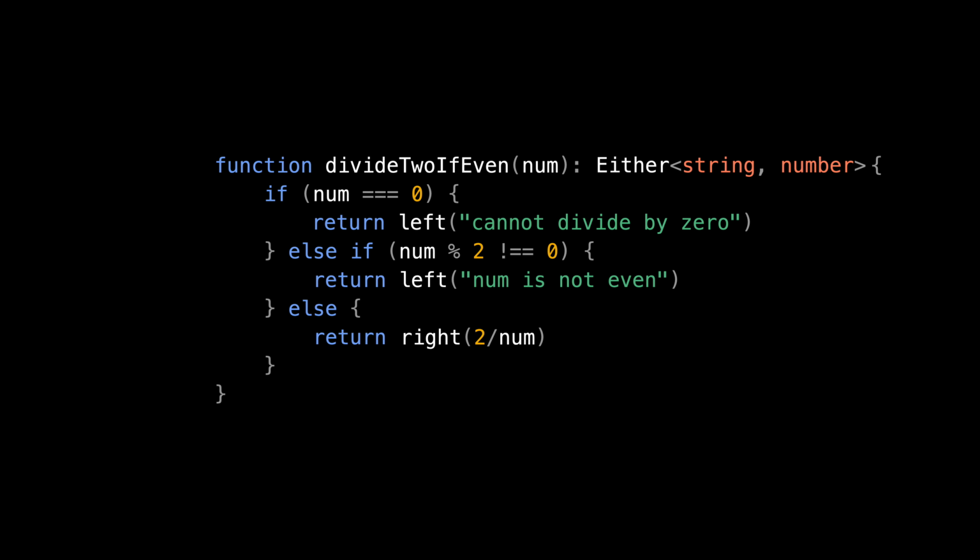When the input parameter is 0, the function returns left with a "cannot divide by 0" message. When the input is not an even number, the function returns left with a "num is not even" message. Otherwise, when the input is a desired number for us, the function returns right of the value 2 divided by the input. In the next video, we will see all of this in practice.